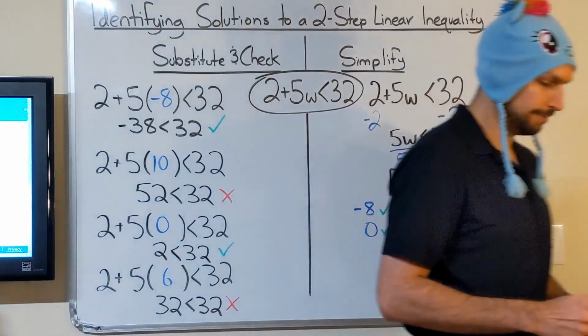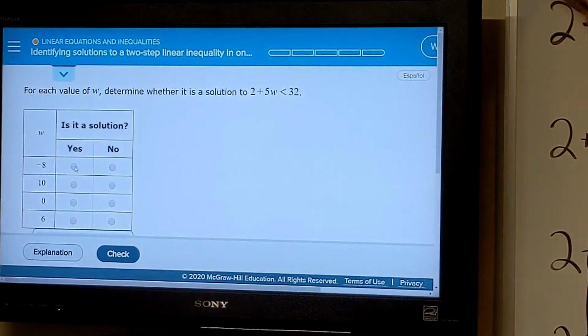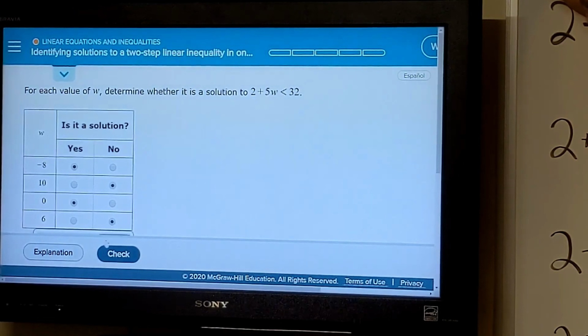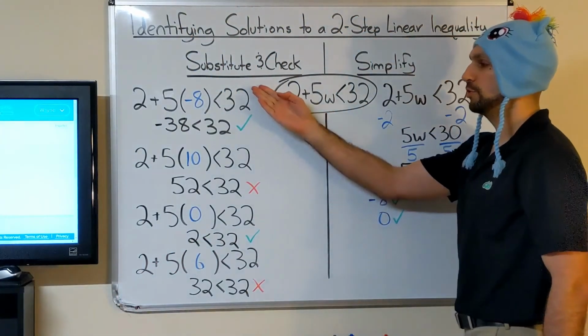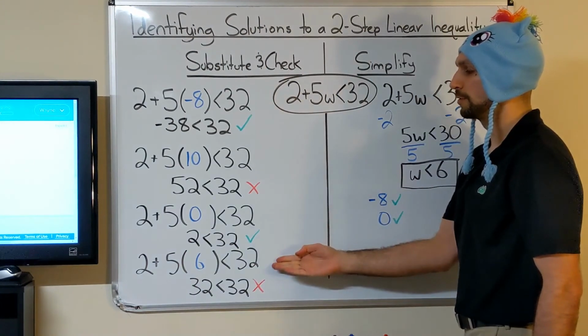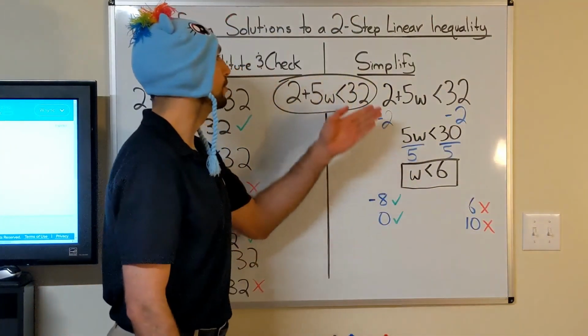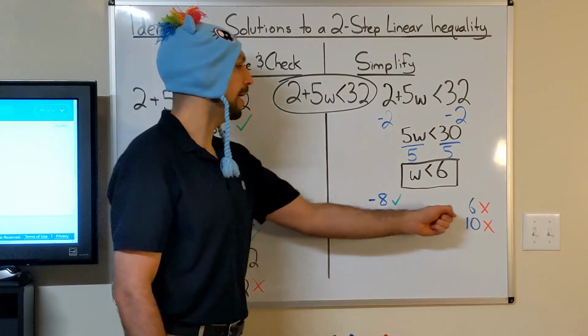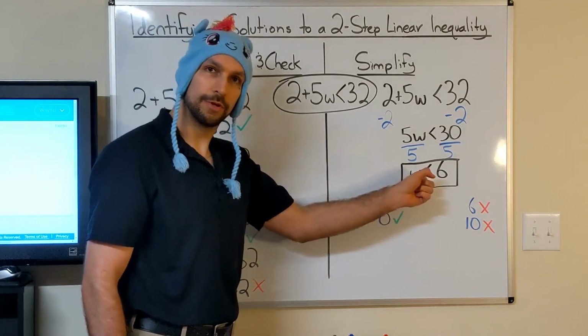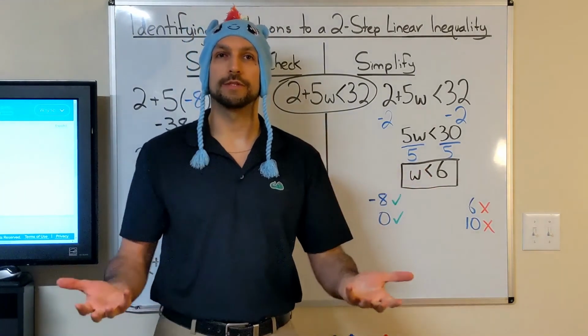So let's put those into ALEKS. We said that negative 8 is a solution, 10 is not, 0 is a solution, and 6 is not. So whether you chose to substitute and check each of the possible solutions, or whether you chose to simplify your inequality and then run each of these possible solutions through a simpler version of the inequality, hopefully you got the same solution as me.